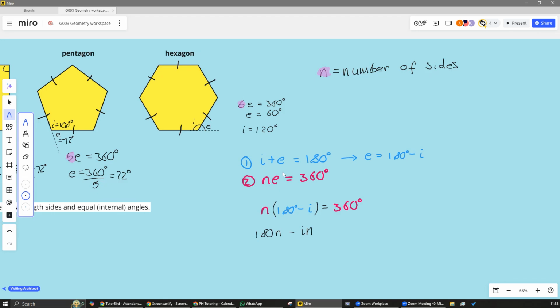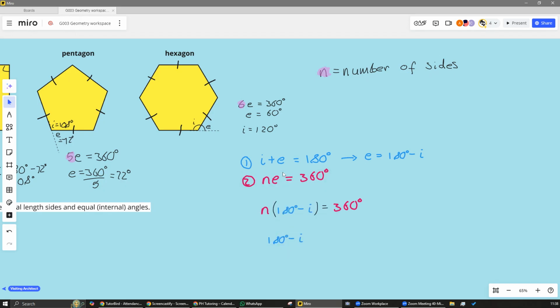Oh no, that's not what I want to do. I just remembered, I don't want to expand. Change my mind, sorry. I want to make I the subject, so that wouldn't be a good idea. That would not be particularly useful. Instead, what I'm going to do is divide both sides by n. So I end up with this.